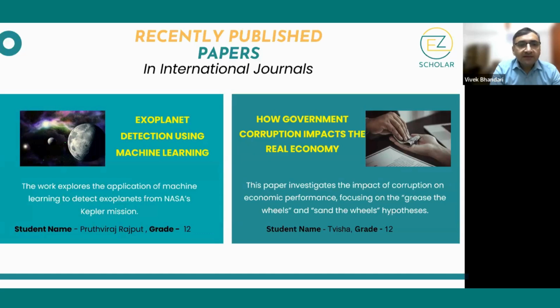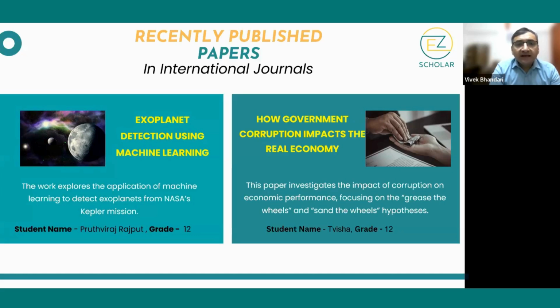Okay, some additional papers. For example, the first paper on the left side, exoplanet detection using machine learning. This is a very interesting project. This student used the data which was coming from NASA and the James Hubble telescope, and he designed algorithms to look at those pictures and to try to identify exoplanets. This is a field within computer science called computer vision, and the student did an excellent project on this particular topic. The paper has also been published. It's there on our website.